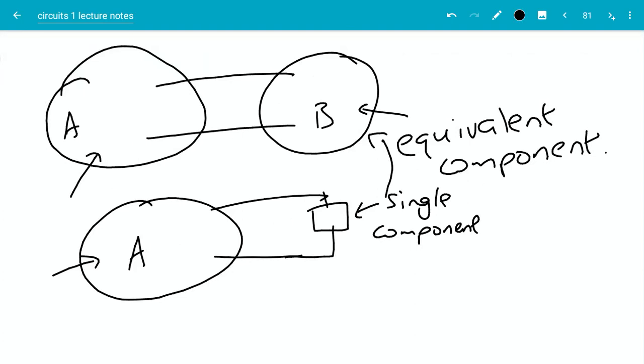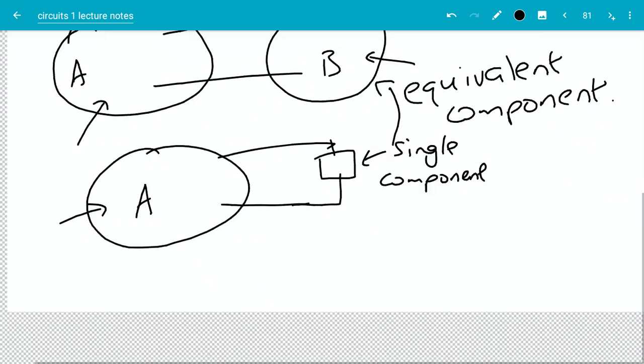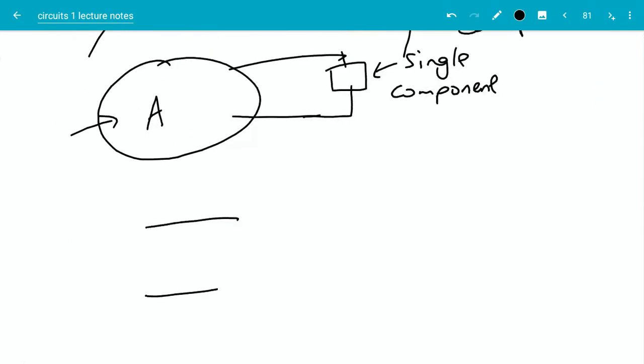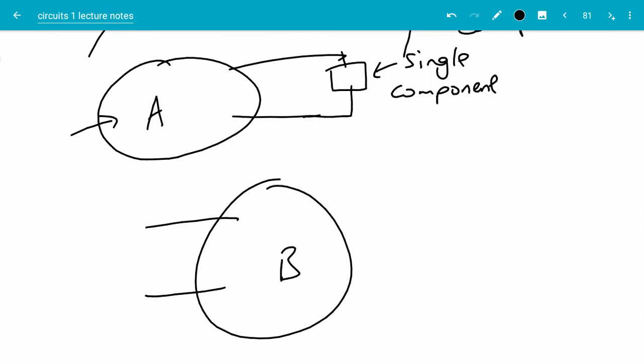There is a very simple way of finding out if a given component can replace a whole part of a circuit without changing anything in the remaining part of the circuit. Okay, so what is that? So let's assume that you can actually somehow cut B out of A, out of the entire circuit, right? So you have B like this, right?